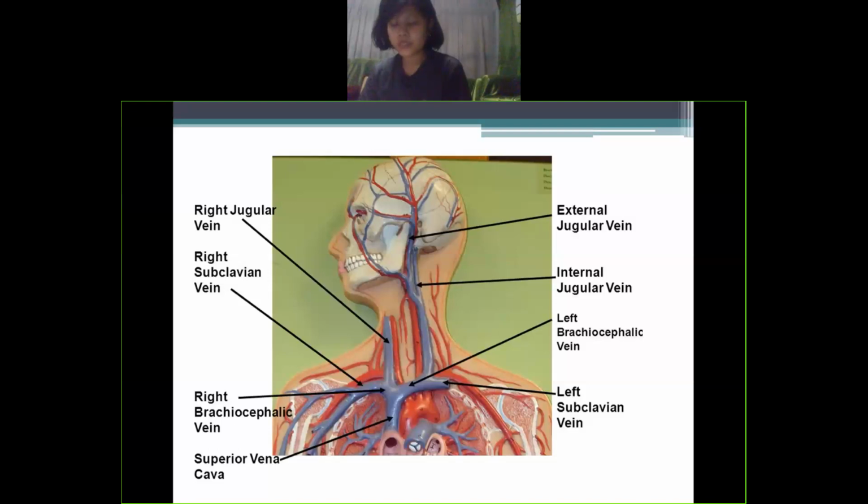And wait, I forgot something. This left brachiocephalic vein is longer compared to the right. And these brachiocephalic veins lie behind the sternum. This is your sternum, right? The rib cage sternum, you remember or not? So they lie behind, at the back side of your sternum, they are located. Okay.